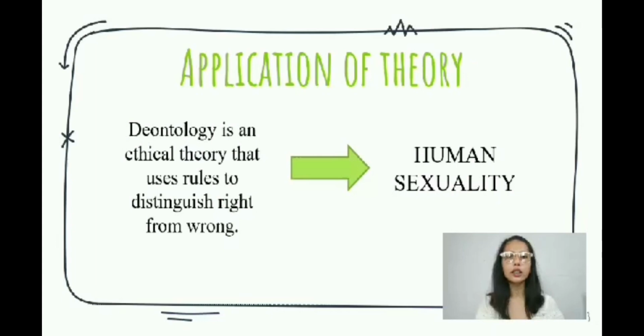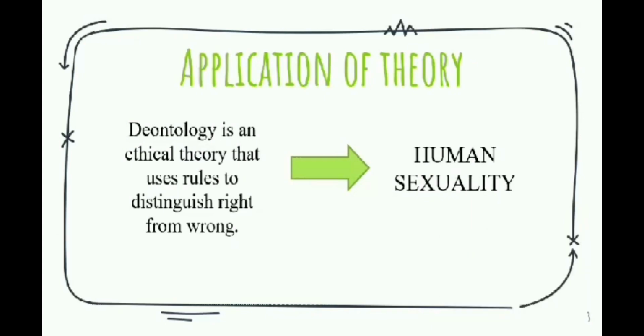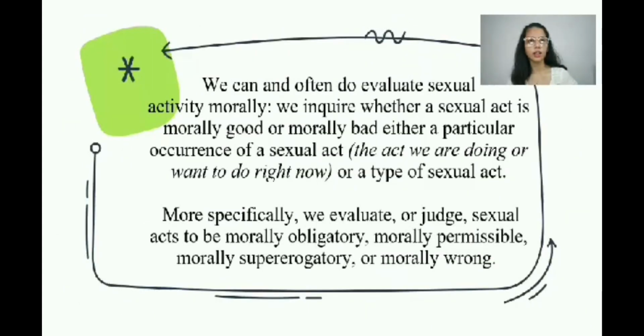Deontology is an ethical theory that uses rules to distinguish right from wrong. We will apply this theory to human sexuality. We can and often do evaluate sexual activity morally. We inquire whether a sexual act is morally good or morally bad, either a particular occurrence of a sexual act that we are doing or want to do right now, or any type of sexual act. More specifically, we evaluate or judge sexual acts to be morally obligatory, morally permissible, morally supererogatory, or morally wrong.